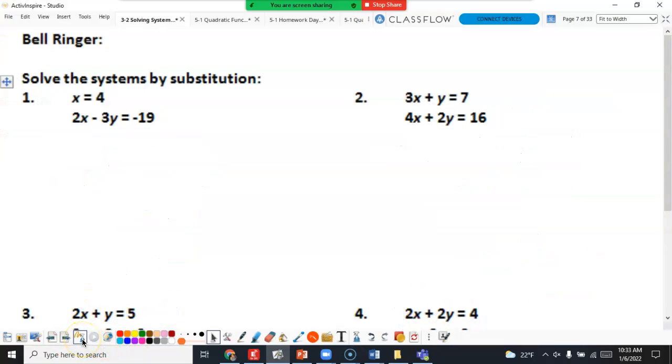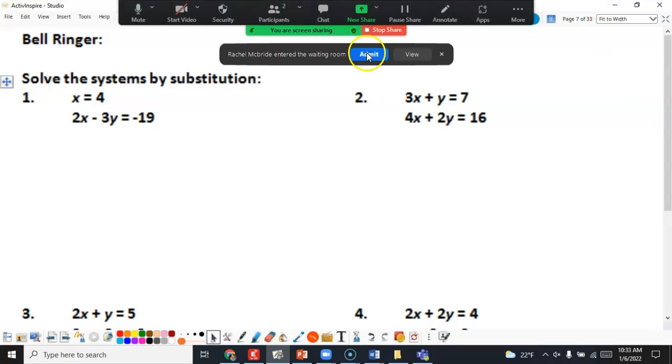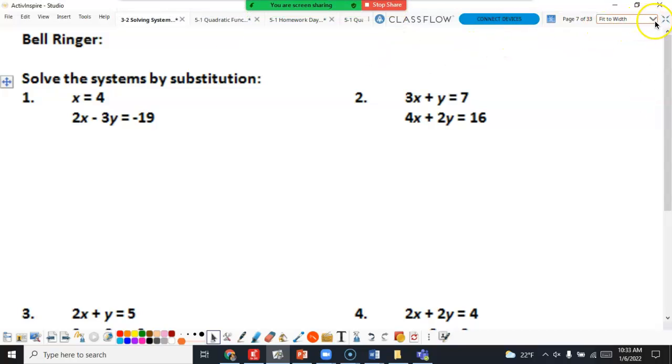Alright, so for the bell ringer, go ahead and take a second and solve 1, 2, 3, and 4 using substitution like we did in our homework. So go ahead, take a minute and use substitution to work on the bell ringer. I'm going to walk around and see how we are doing.